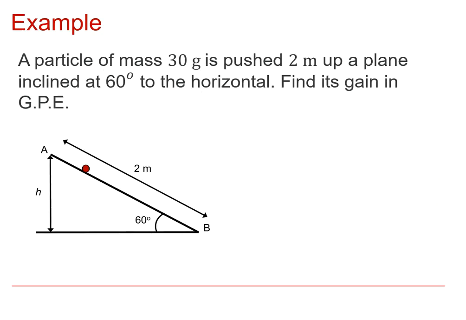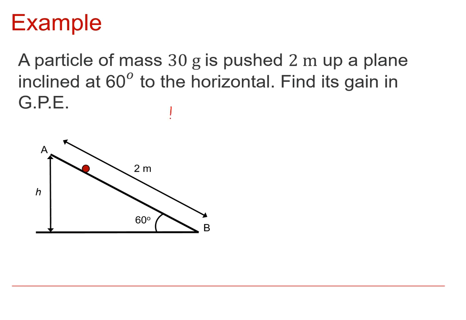Now here's an example that we can use to test this idea out. So we've got a particle of mass 30 grams, and it is moved up a slope, so perhaps pushed up a slope, distance 2 meters up the slope, which is inclined at 60 degrees to the horizontal, and we want to find the gain in its gravitational potential energy as a result of that.